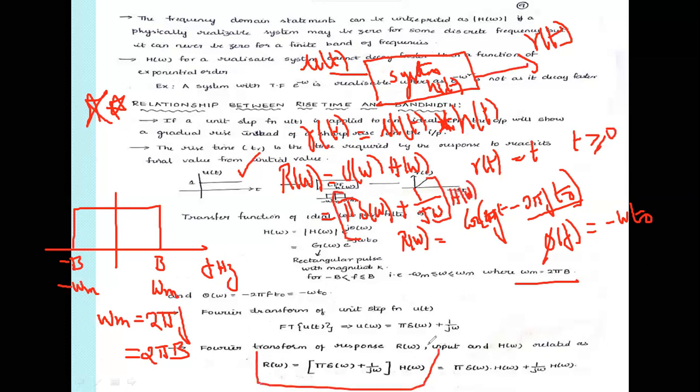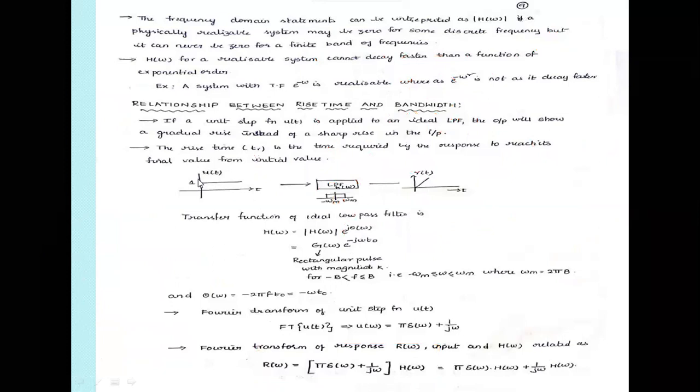Got it, my students? We can note here that R of omega is equal to pi into delta of omega plus 1 by j omega, into H of omega. Multiplying H of omega with the two terms gives pi into delta of omega into H of omega, plus 1 by j omega into H of omega. You can take the step function as the input signal, and the system is a low pass filter with impulse response h of t, giving a ramp function r of t as the response. The frequency response is R of omega equal to pi into delta of omega H of omega plus 1 by j omega into H of omega.